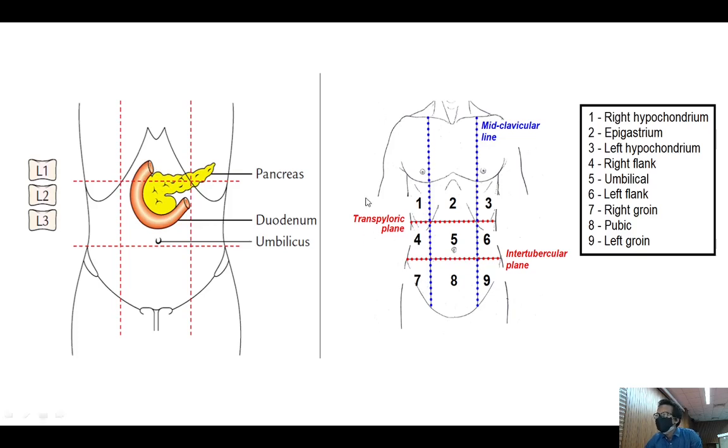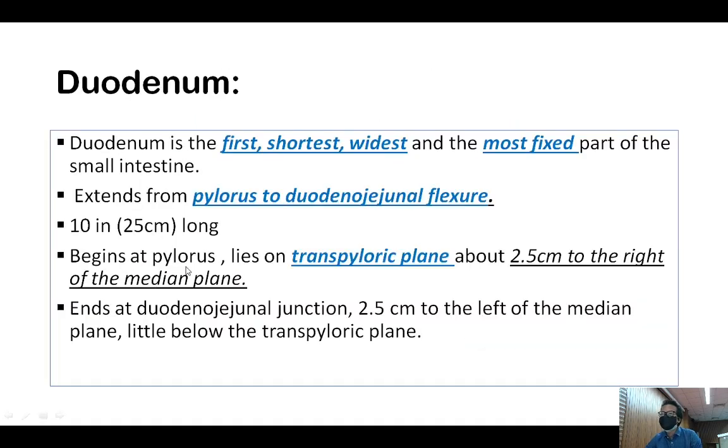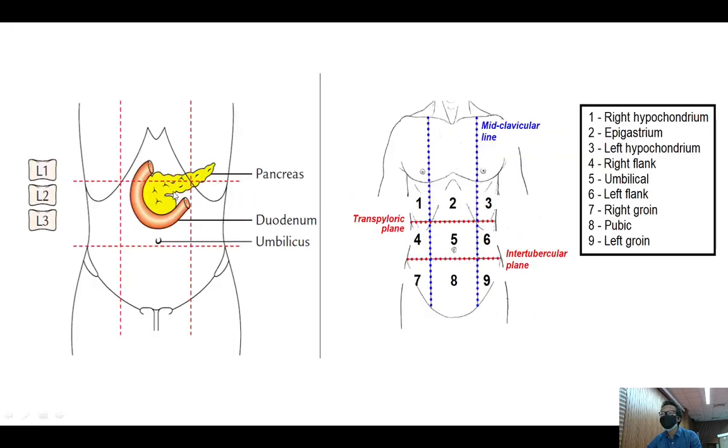and below the transpyloric plane. Okay, it begins at the pylorus, lies on the transpyloric plane, 2.5 centimeter to the right of the median plane, and it ends at the duodenojejunal junction, 2.5 centimeter to the left of the median plane. Okay, a little below the transpyloric plane. So this is the location of the duodenum.